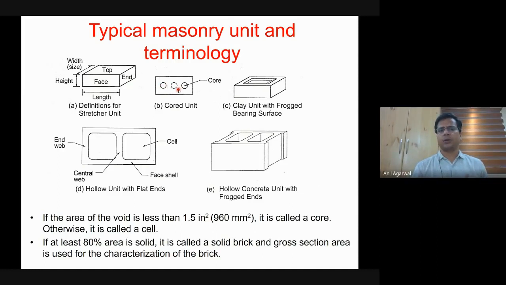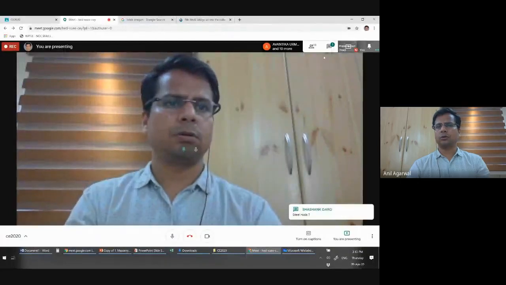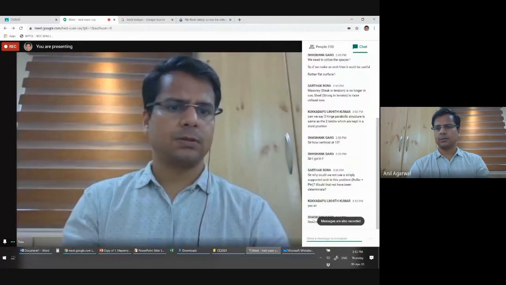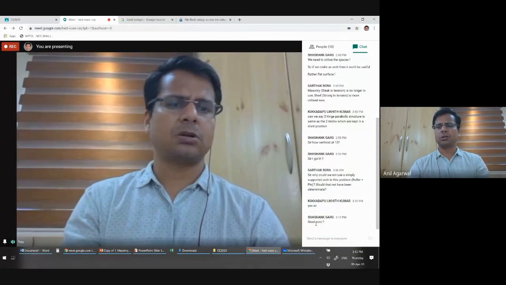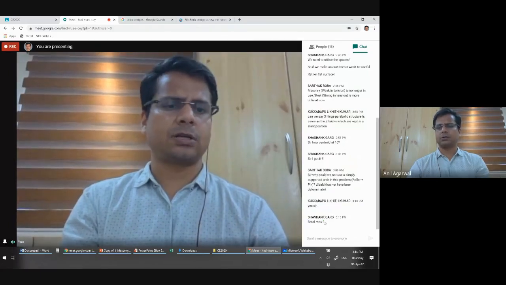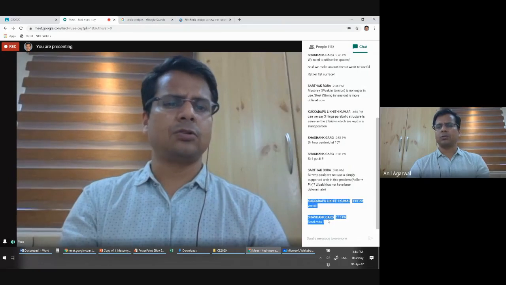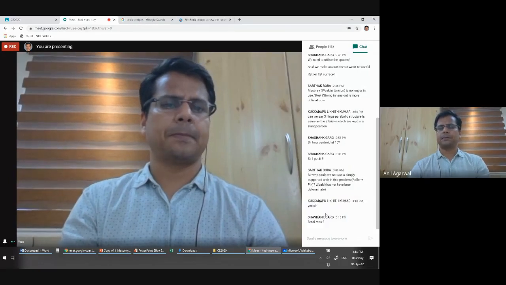Can anybody guess what would be the purpose of providing a core in a brick, which is basically a hollow space? You have all the material around this core, and this core is hollow, and mostly it is a through hole. Steel rebars, steel rods. Yeah, steel rods. Sometimes steel rods are used for this core. That's the correct answer. But even when they are not used, still it has some utility.